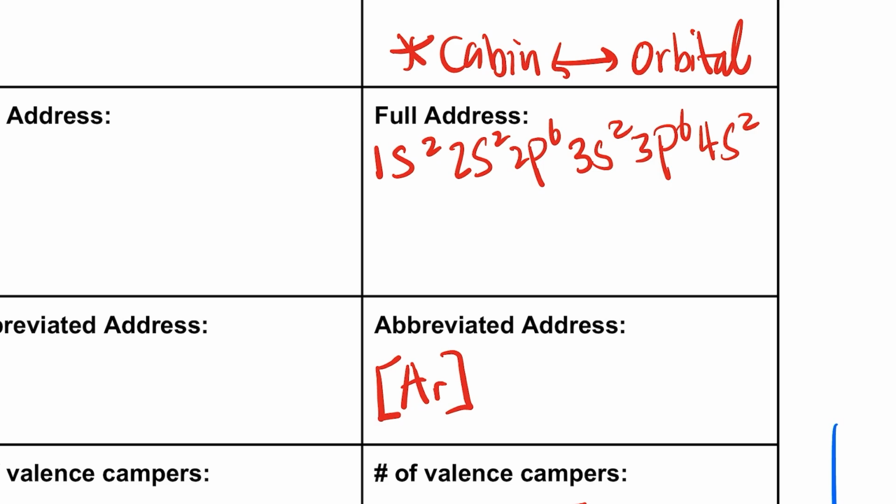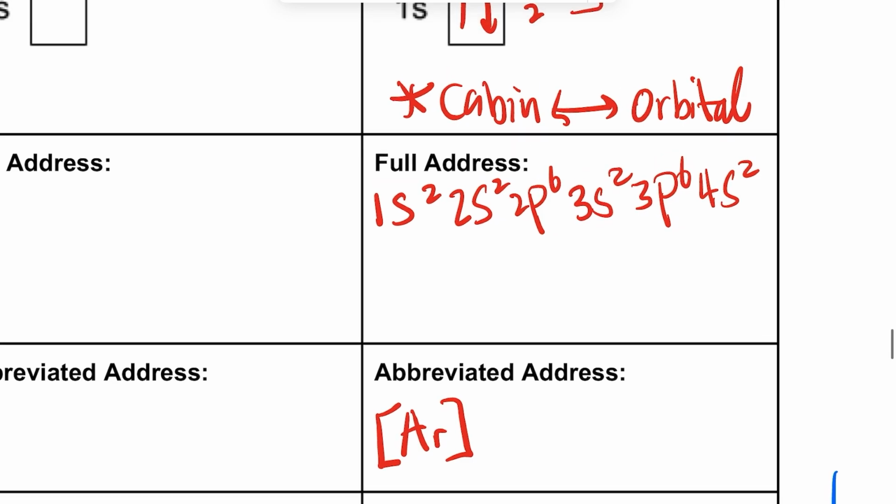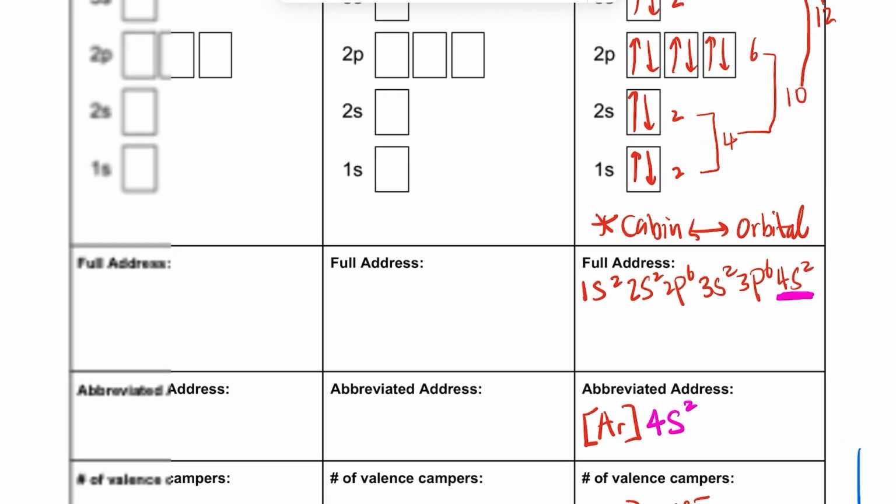Now, there's one more thing that you're going to do. Go back to your full electron configuration and find the highest energy level. Isn't that the highest energy level? It's got the biggest number, 4, right? All we're doing is writing just the highest energy level part. So bring that down, 4s2. Done, that's it. That is the abbreviated address for calcium.